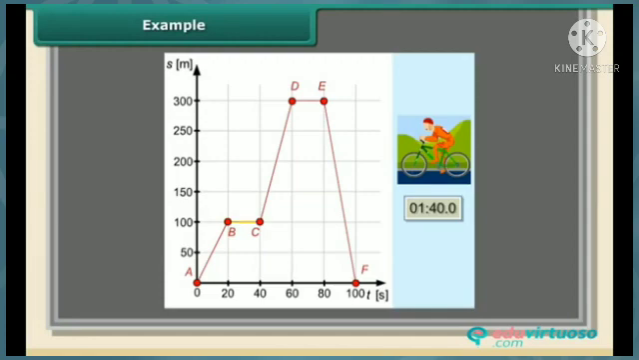Segment BC indicates that the cyclist stopped after having traveled a distance of 100 meters. From segment CD, we can see that the cyclist went on to move with a greater speed. In 20 seconds, he covered a distance of 200 meters, which means that he was traveling with a speed of 10 meters per second. Segment DE shows the cyclist stopped for 20 seconds. Then from segment EF we can discover that the cyclist turned back and after 20 seconds reached the location from which he started his journey. He was moving with a constant speed of 15 meters per second.